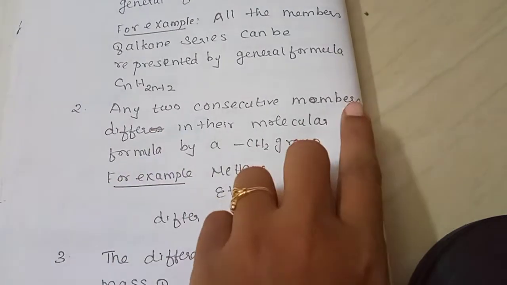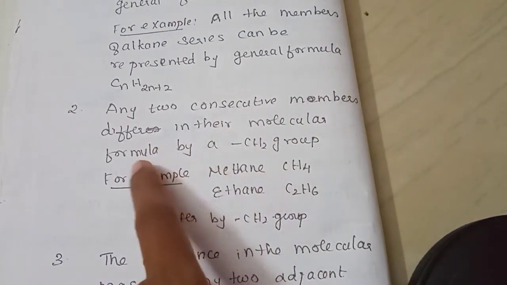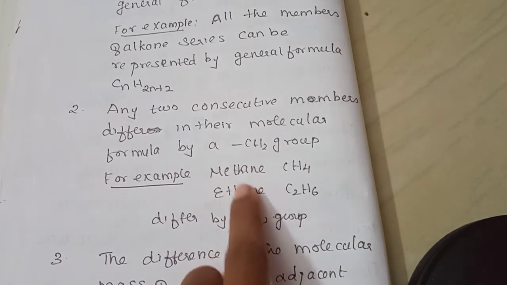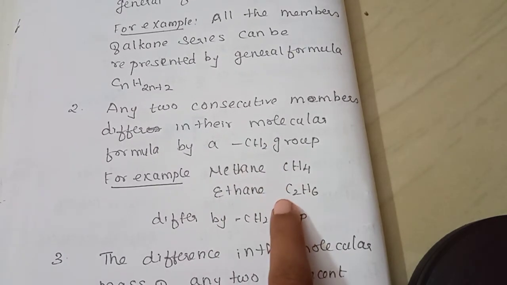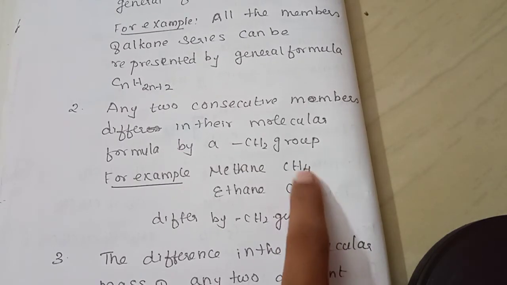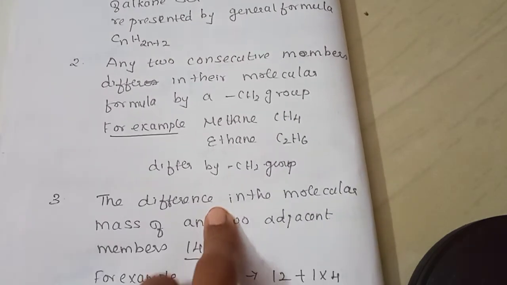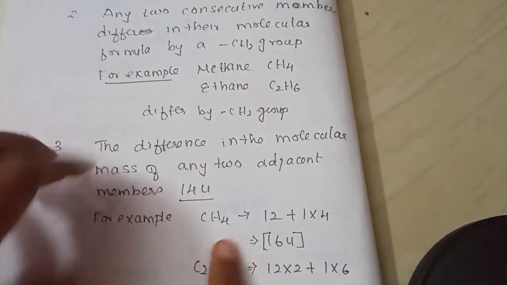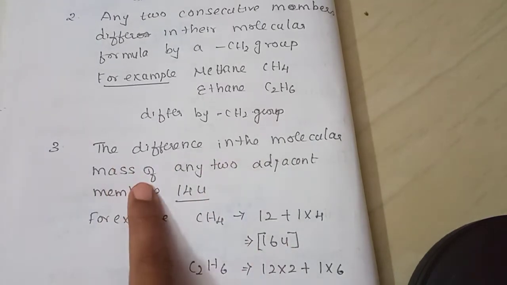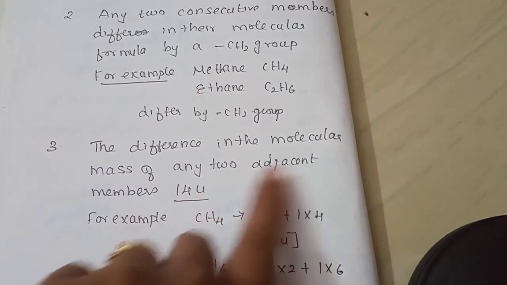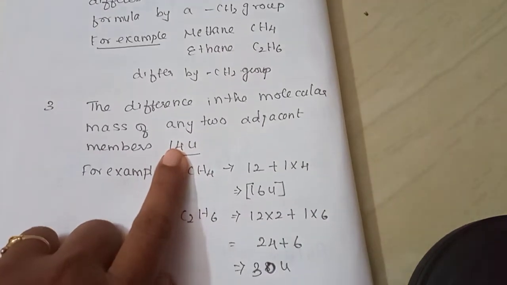Second, any two consecutive members differ in their molecular formula by CH2. Methane, ethane: how do they differ? 2 minus 1, 1; 6 minus 4, 2. So they differ by a CH2 group. And the difference in their molecular mass is 14 U.